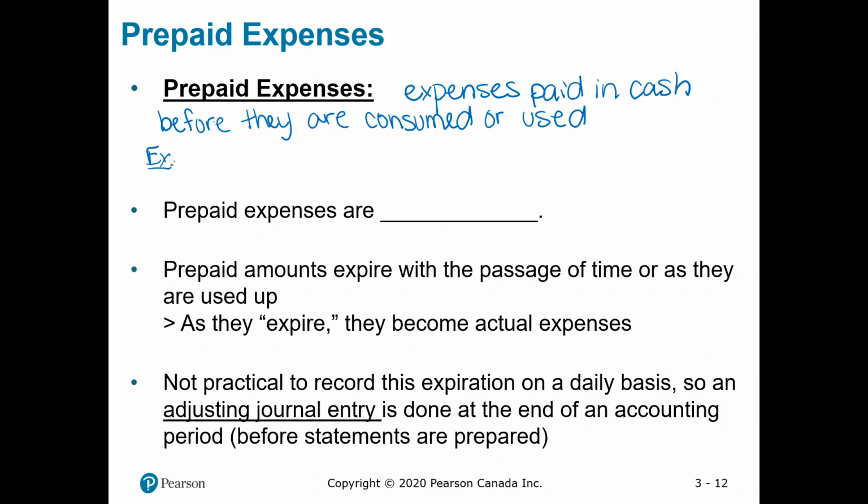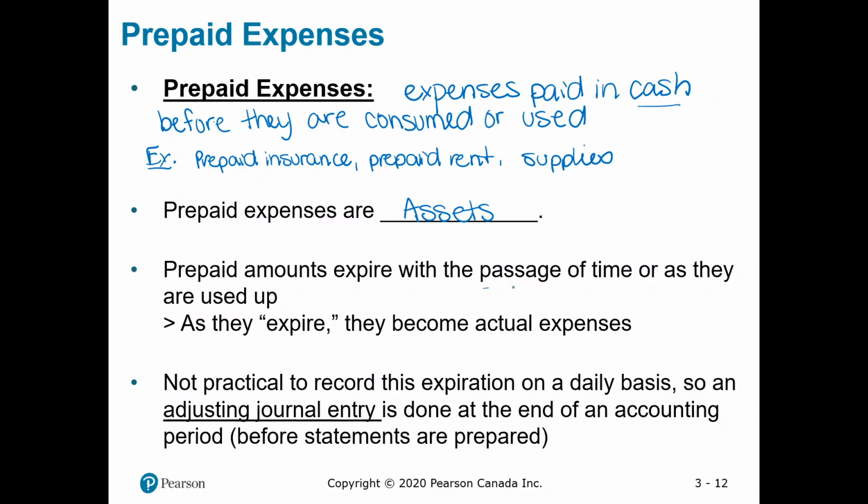Examples here, we have talked about this a bit in the previous chapters. An example would be prepaid insurance. It's fairly common. Prepaid rent is common. And also supplies is another prepaid amount. So these are amounts paid in cash, but we haven't received the benefit. Because of that, prepaid expenses are assets, because we know that assets are something that have that future benefit.